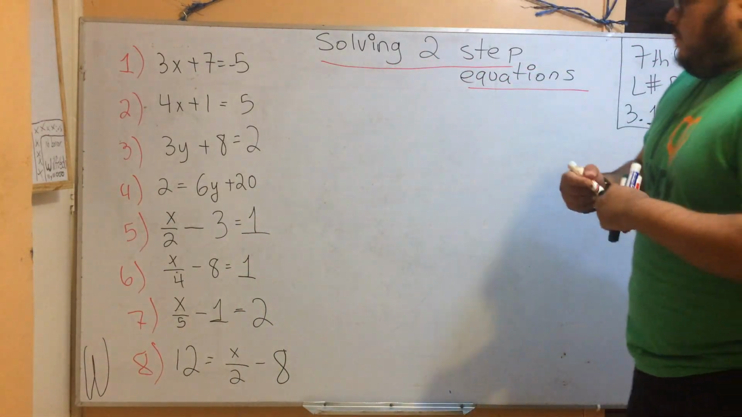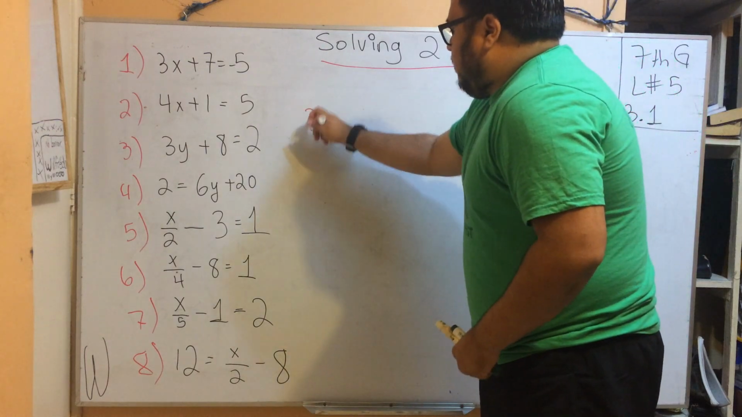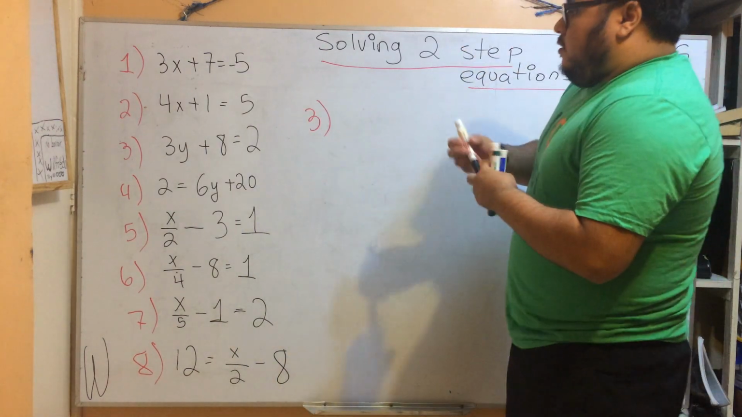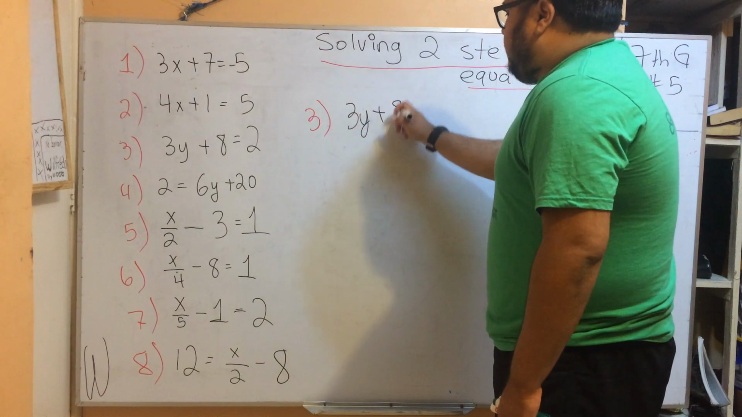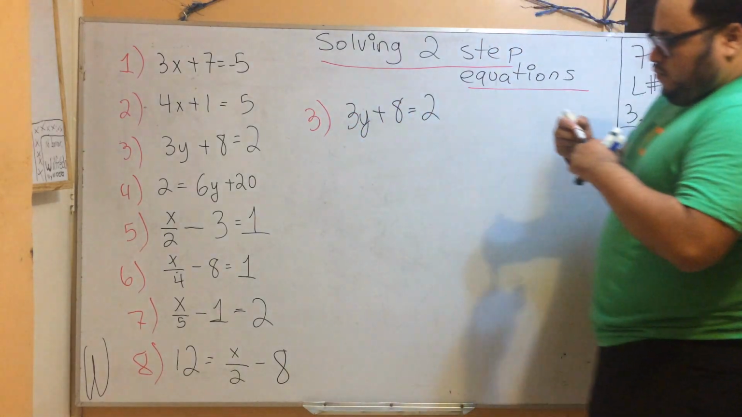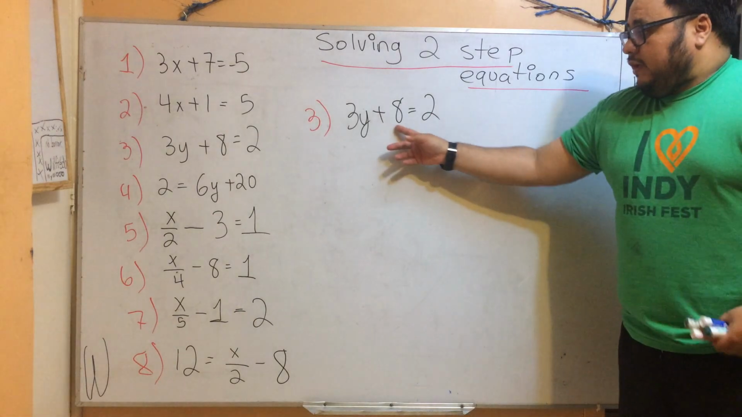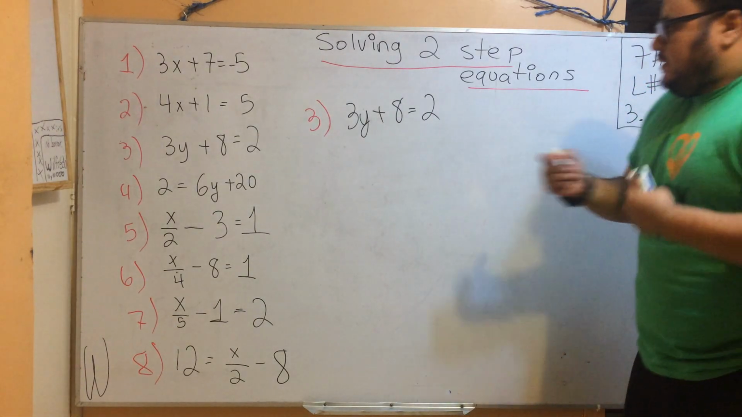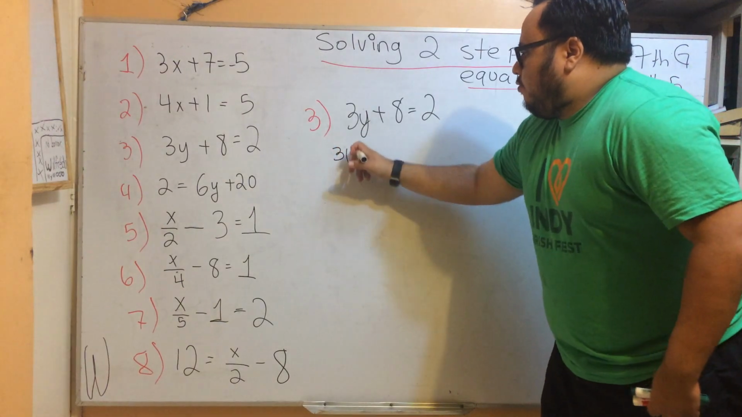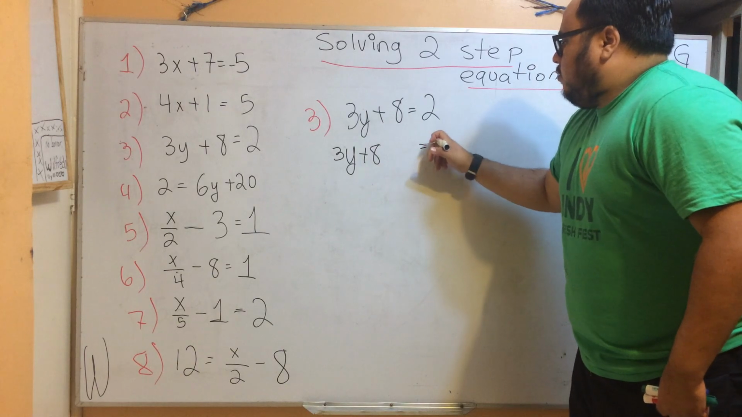Let's work on number 3. Number 3 says 3y plus 8 equals 2. So, from the look of it, what do we need to do first? We need to subtract something so that we can eliminate this number. So let's leave some space, and we have 3y plus 8 equals 2.